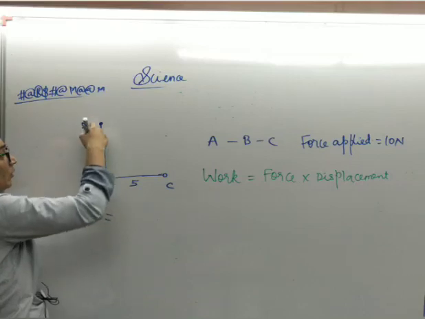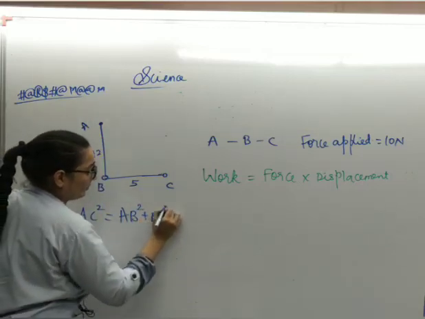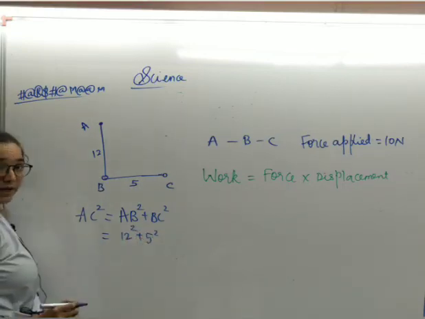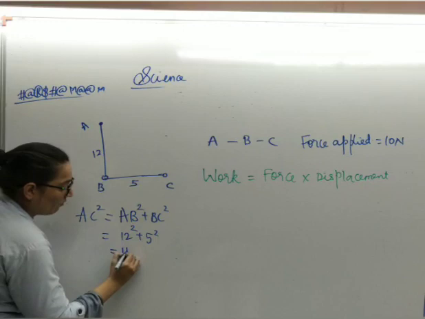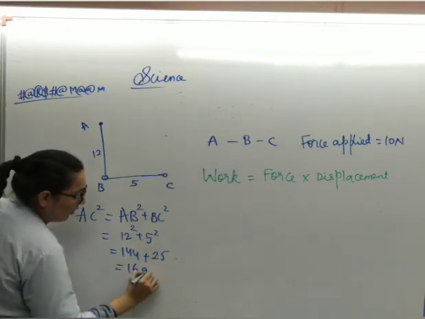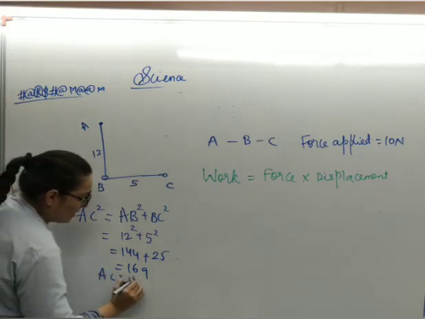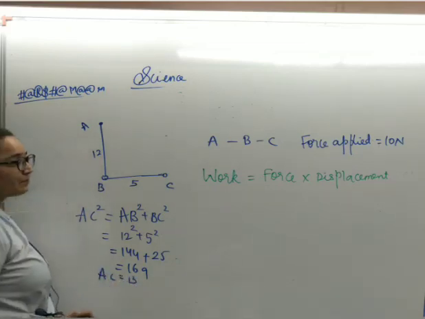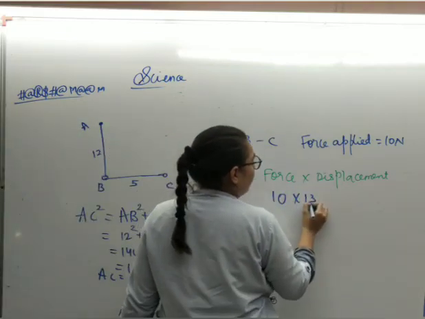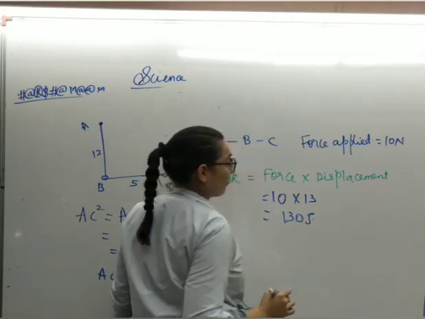What is displacement? It is AC. AC square is equal to AB square plus BC square, which is 12 square plus 5 square. What is 12 square? 12 12s are 144. 5 square is 25. If you add, what do you get? 169. AC square is 169. So what will AC be equal to? 13. So what is force over here? 10. Displacement is 13. Work done is 130.